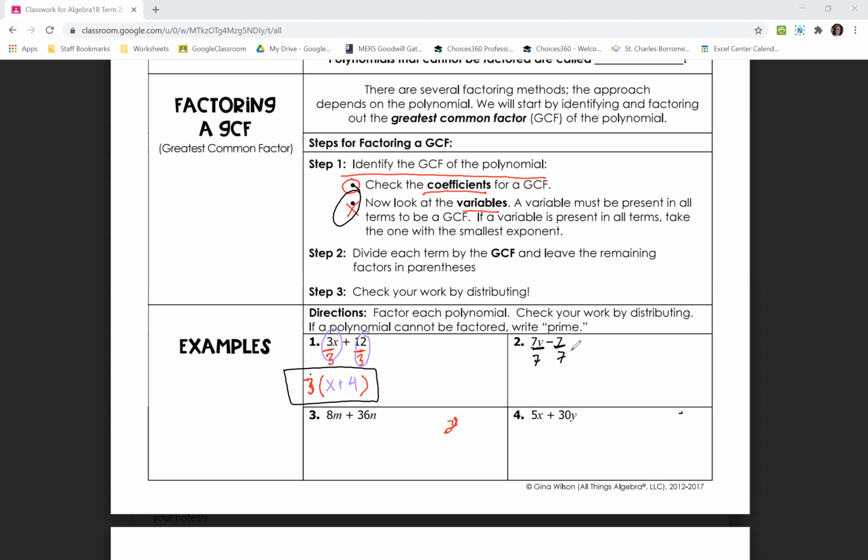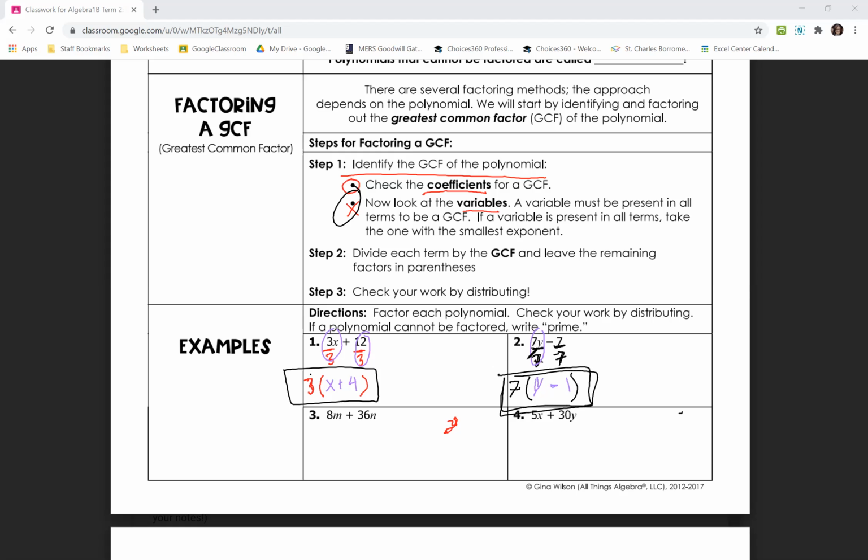There are no variables in common, I'm going to give you that hint. So what I need to do is pull this 7 out. My common factor is 7. I pull it out and then I divide each term by that 7. And what do I have left over? Well, 7y divided by 7 is y, minus 7 divided by 7 is 1. So my factored form is 7 times the quantity y minus 1.